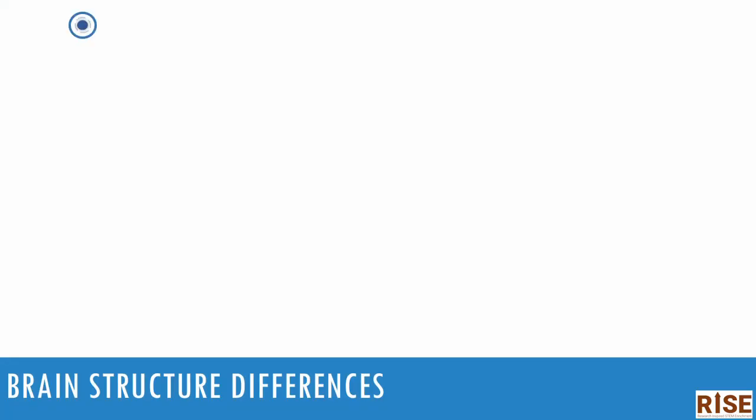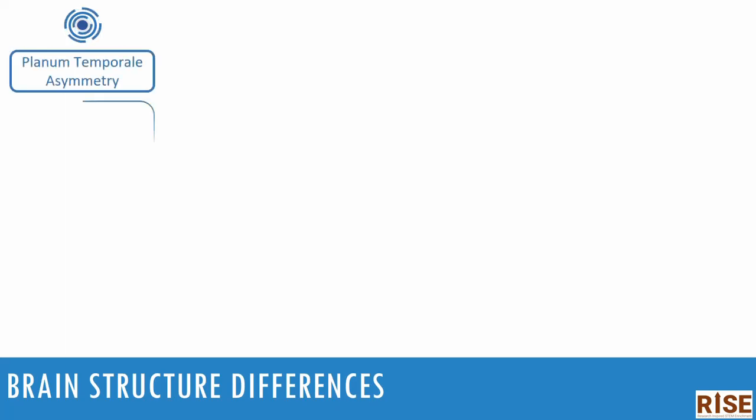Planum temporale asymmetry. The planum temporale, a region in the posterior part of the left temporal lobe, is known to play a crucial role in language processing, including phonological processing. Research has shown that in typical readers, there is a leftward asymmetry in the planum temporale, with the left hemisphere being larger. In some individuals with dyslexia, this leftward asymmetry may not be as pronounced or may even be reversed.